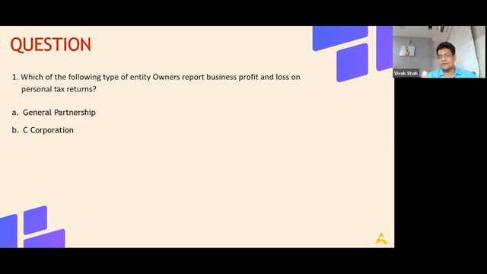There is no pass-through taxation as far as the C corp is concerned. And the answer is yes, it should be the general partnership. Okay, perfect. So Abby, you can move to the next slide.